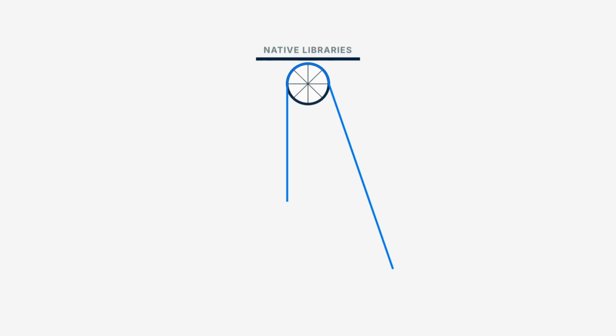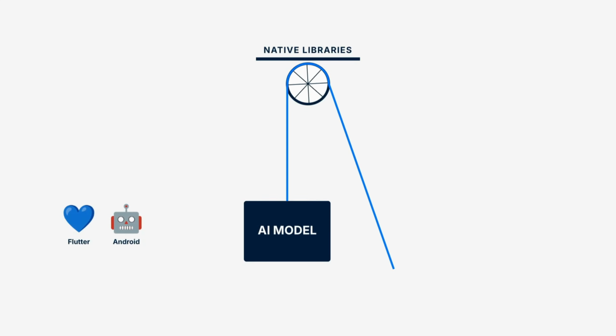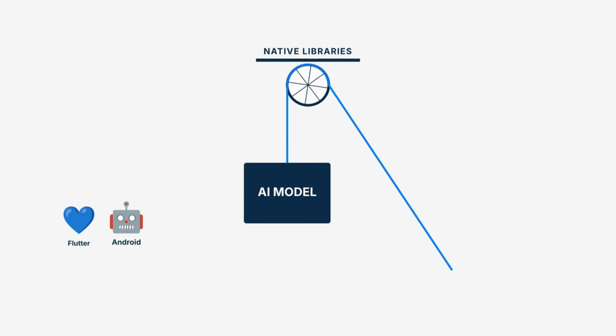The first surprise, CPU usage was almost identical, around 19% for both. Since the heavy lifting happens in native AI libraries either way, the framework barely matters here.